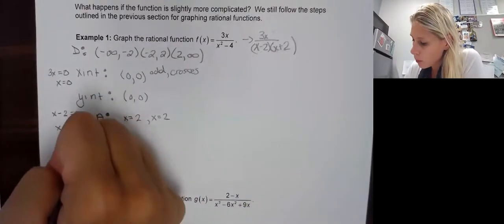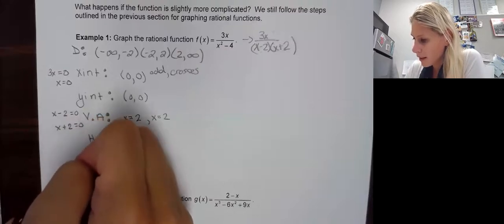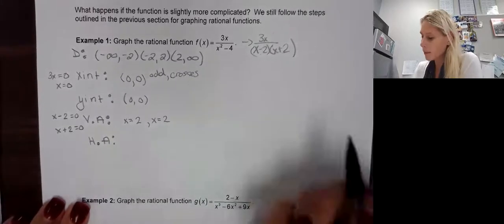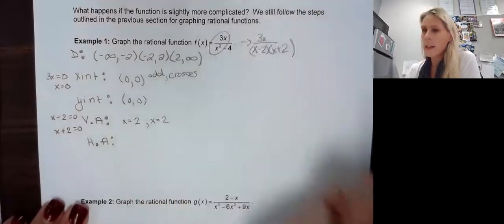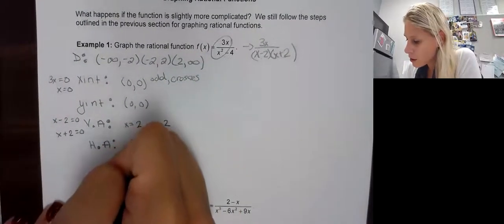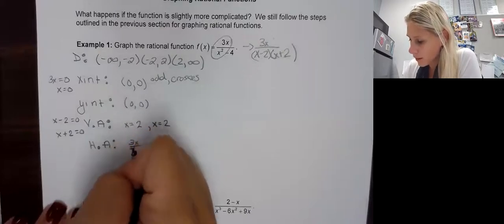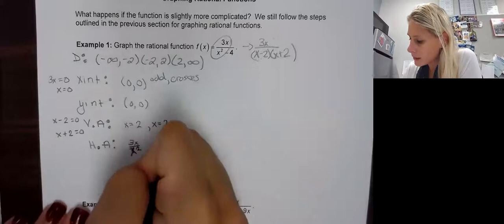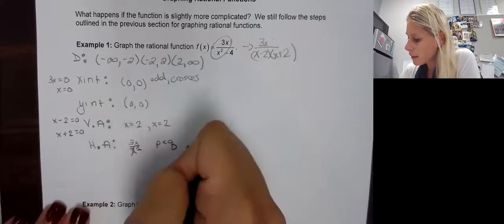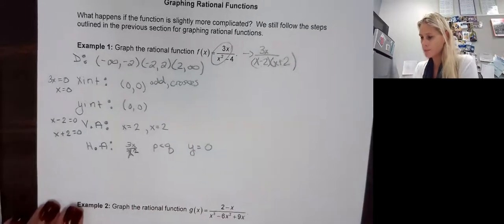Now we're going to take what we learned the other day about horizontal asymptotes and see if there are any there. Okay. Now, if we go back to the original problem, I look at my leading term, which is 3x over x squared. And in this case, our P is less than Q. So that means we have a horizontal asymptote at y equals 0.